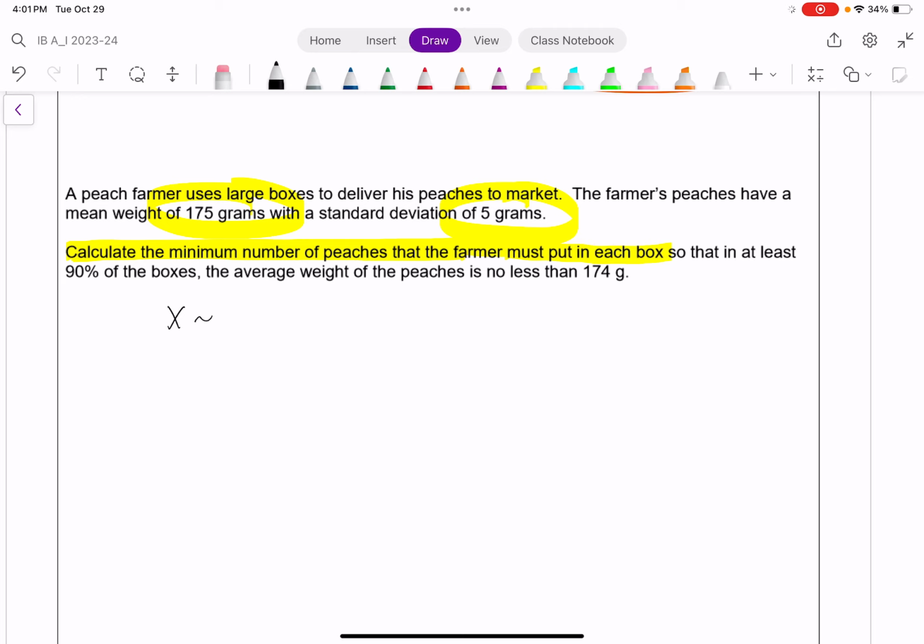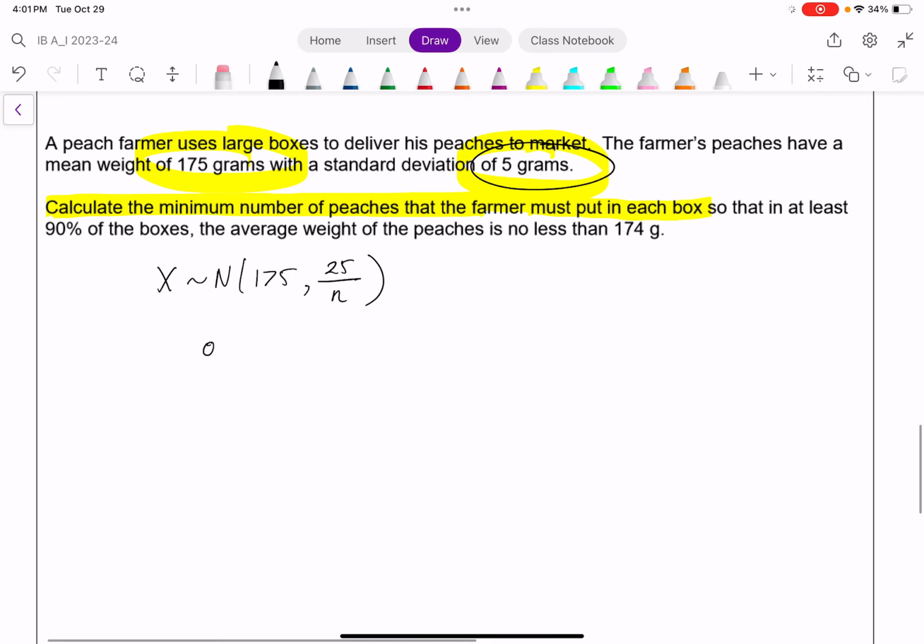We're going to have a normal distribution with the mean of 175. The standard deviation is going to be the variance. Well, actually, before I get to standard deviation, let's do the variance. The variance will be 25 divided by the number of samples, the number of peaches in this case. We don't know what it is, so I'll put an n, which means the standard deviation or the standard error will be the square root of 25 over n, or just 5 over root n. And that's what we'll need in a bit.